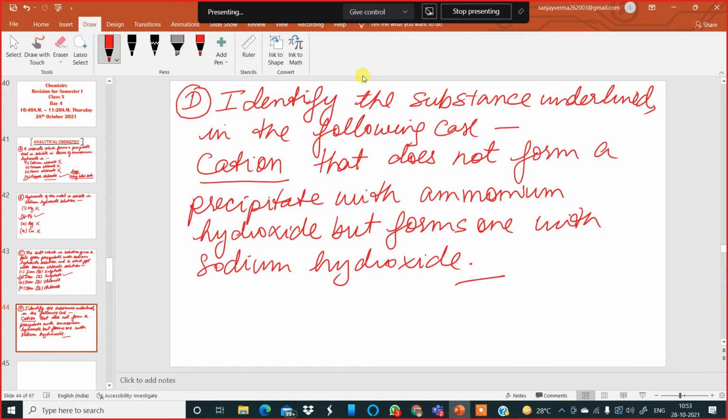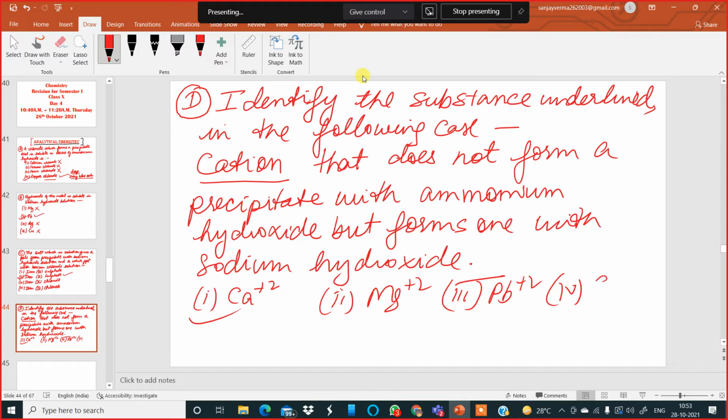I can give you the options. The first option can be calcium, Ca2+. The second option, I can give you magnesium. The third option, I can give you lead, Pb2+. The fourth option, I can give you Cu2+. Okay, so the answer is calcium.